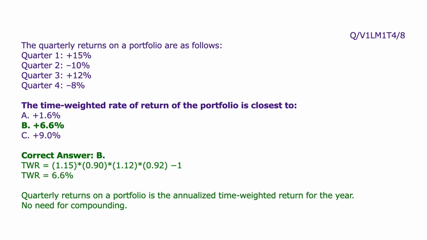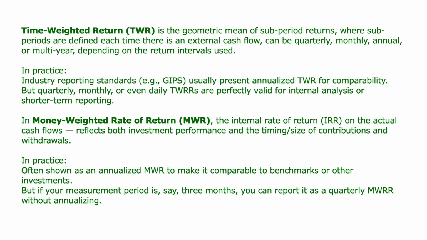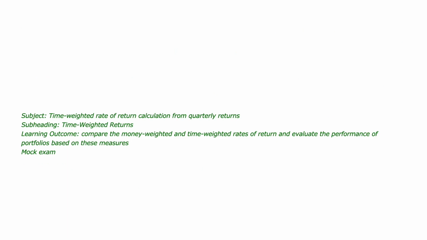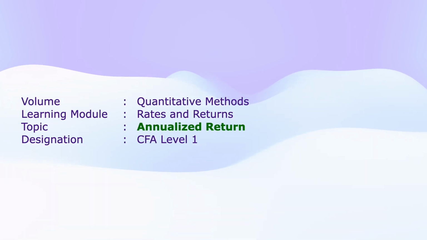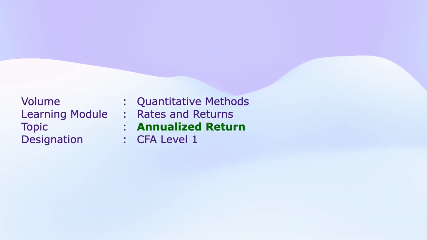Time-weighted return over 4 quarters, 1 year, is the annualized time-weighted return for the year. You don't need to compound the rate. This topic is about annualized return from learning module, rates and returns.